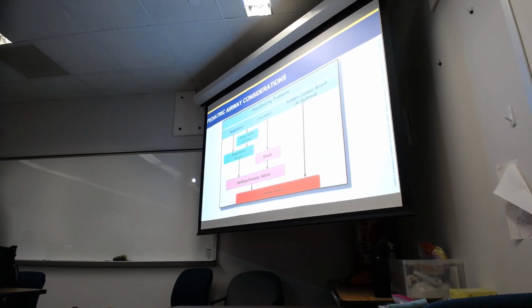So this is the breakdown of pediatric airway considerations. What makes pediatric airway management so important? Besides the fact that we want to prevent cardiac arrest, what are some considerations that we have? What's the difference between a pediatric airway and an adult airway? Giant, bulbous tongue.